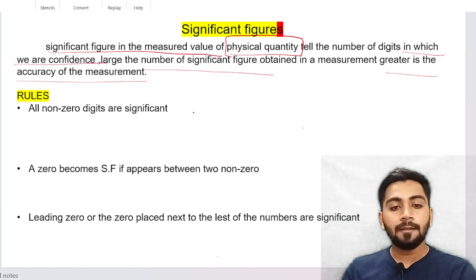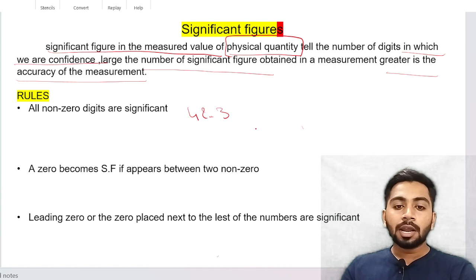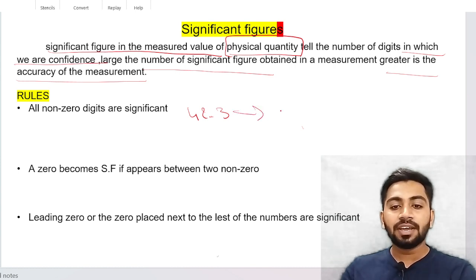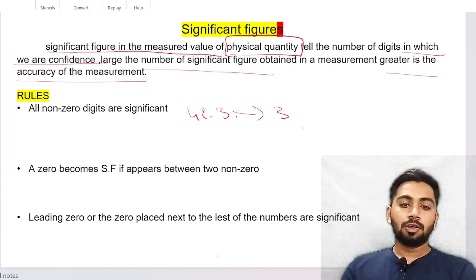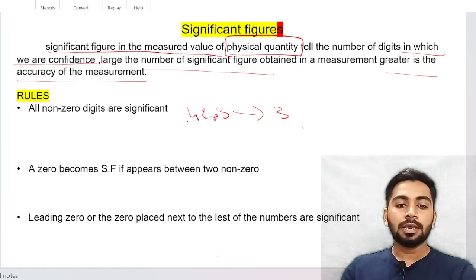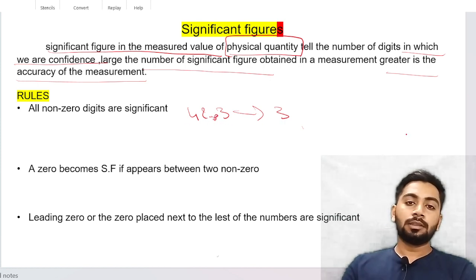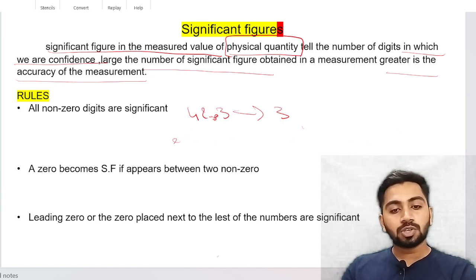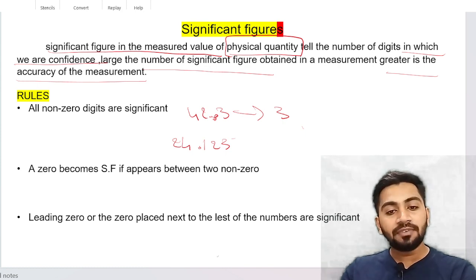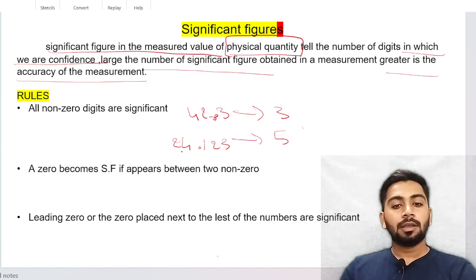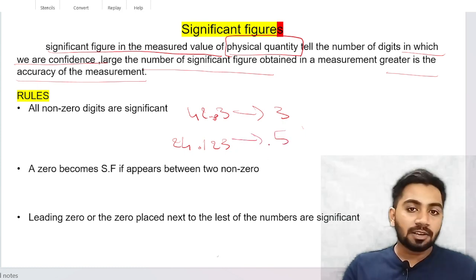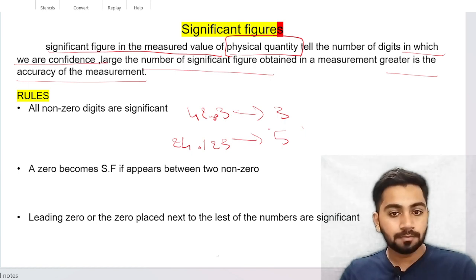One example, suppose 43.3. All are numbers, which means the significant figures are 3. No matter the decimal point, don't see the point, just see how many numbers are there. 42.3 has 3 significant figures. And suppose 24.123. How many significant figures? 5. We are confident of 5 numbers, that's why we are writing 5 numbers.